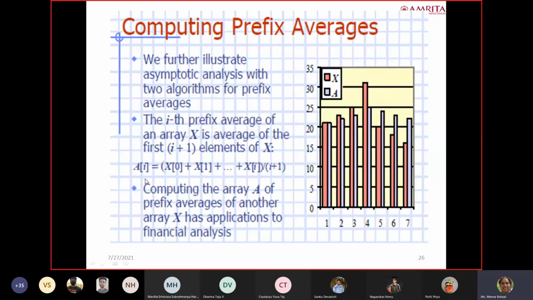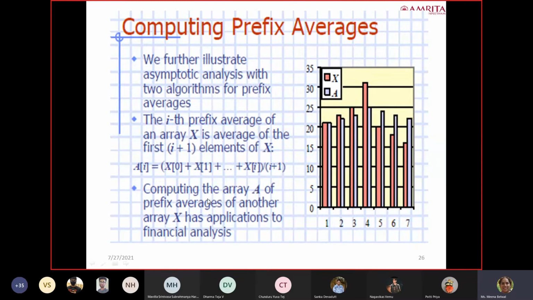After that, a1 is going to be x0 plus x1 divided by 2. a2 is going to be x0 plus x1 plus x2 divided by 3. So this is the formula to calculate ai. So everybody understood: the ith prefix average of an array x is the average of the first i plus 1 elements of x. So this is the formula, simple.